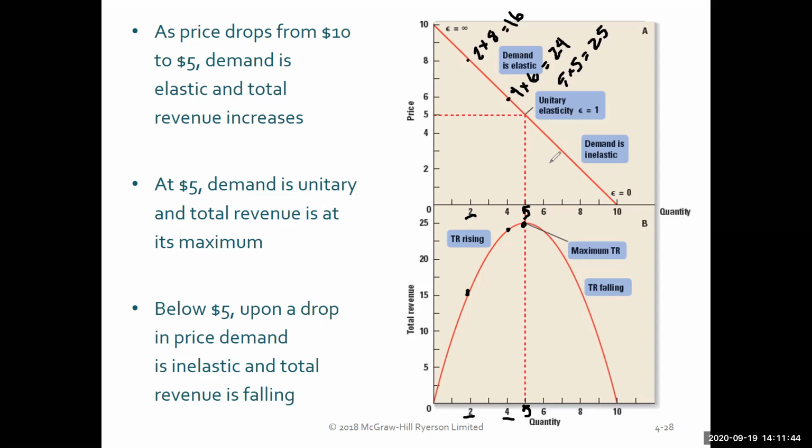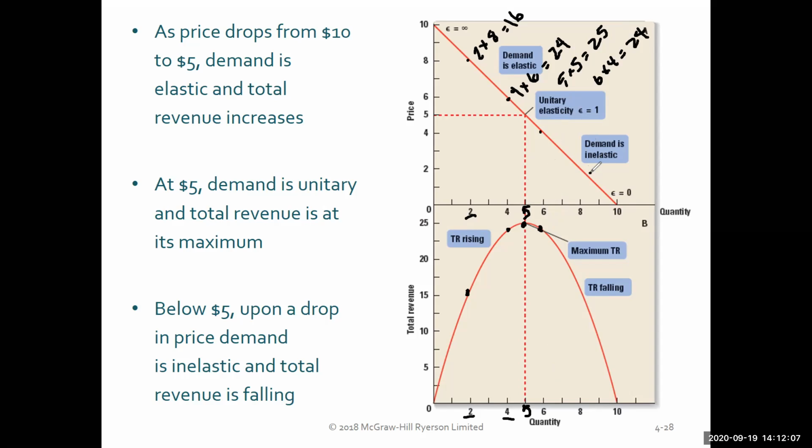Let's keep going. We go to a quantity of 6. We notice the price is now 4. So total revenue there would be a quantity of 6 times a price of 4. The total revenue dropped to 24. Remember, it was 25 here. So let's go down and plot that here. At 6, total revenue is falling off to 24.